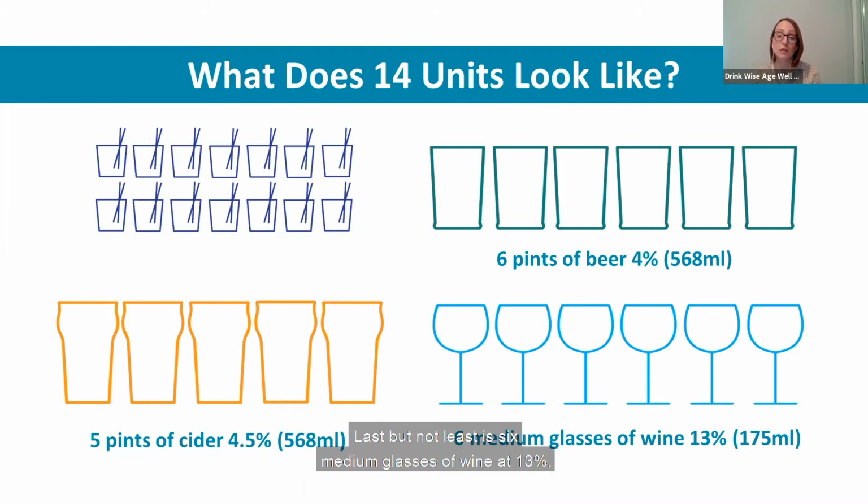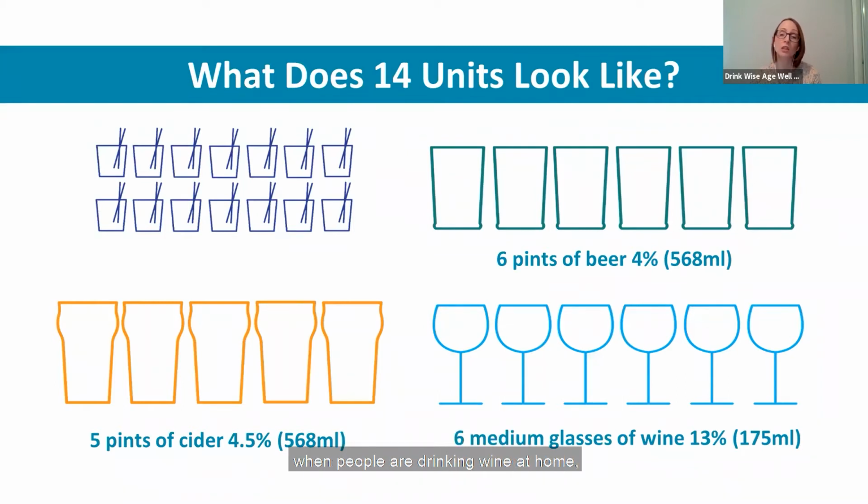Last but not least is 6 medium glasses of wine at 13%. And a key thing with wine is if you go to a pub or a restaurant, you're going to get 3 glass size options. So a small glass would be 125 mils, a medium glass would be 175 mils, and a large glass would be 250 mils.